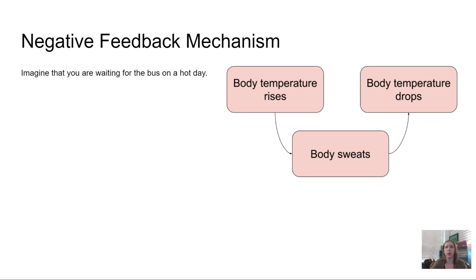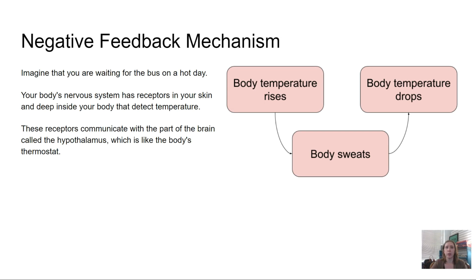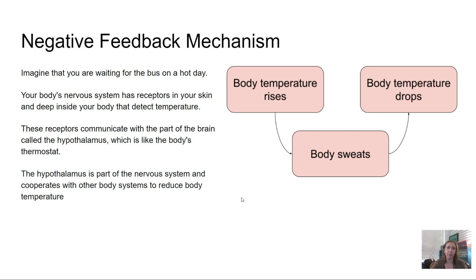Imagine we're waiting for the bus on a hot day. Your body's nervous system has receptors in your skin and deep inside your body that detect temperature. These receptors communicate with a part of the brain called the hypothalamus, which is like the body's thermostat. The hypothalamus is part of the nervous system and cooperates with other body systems to reduce body temperature. So body temperature rises, the body reacts by sweating, and the body temperature drops.